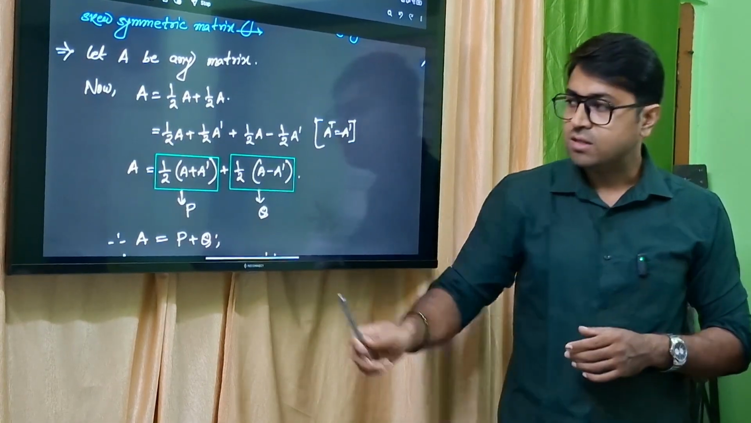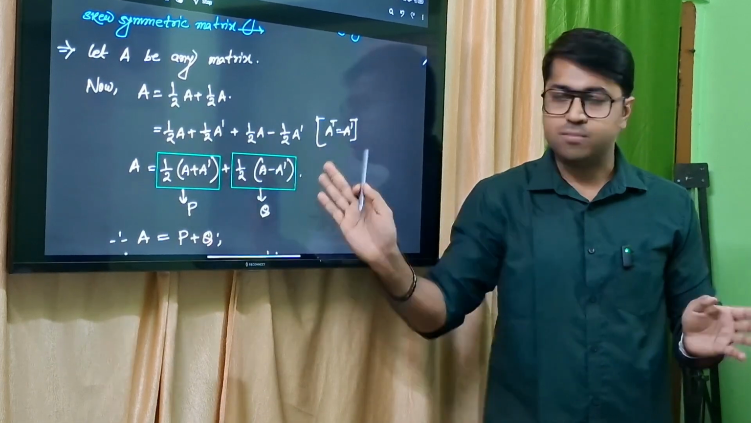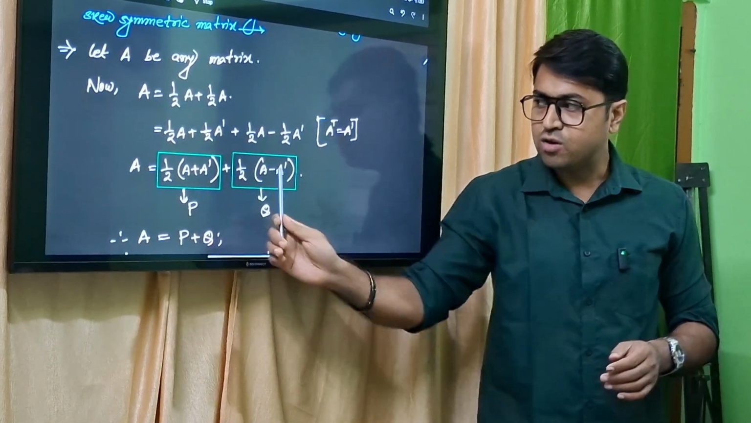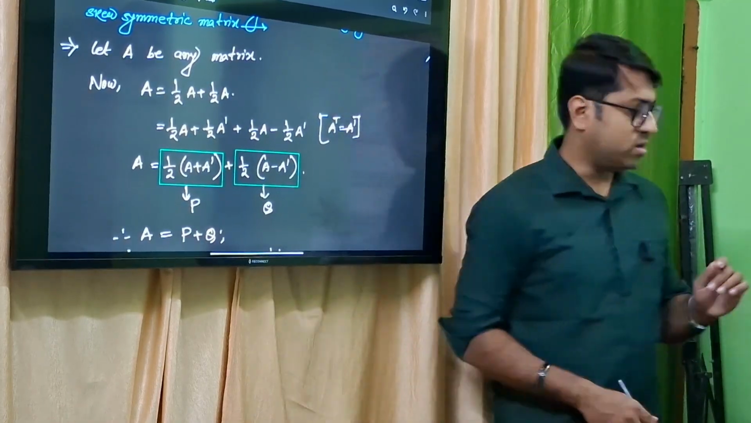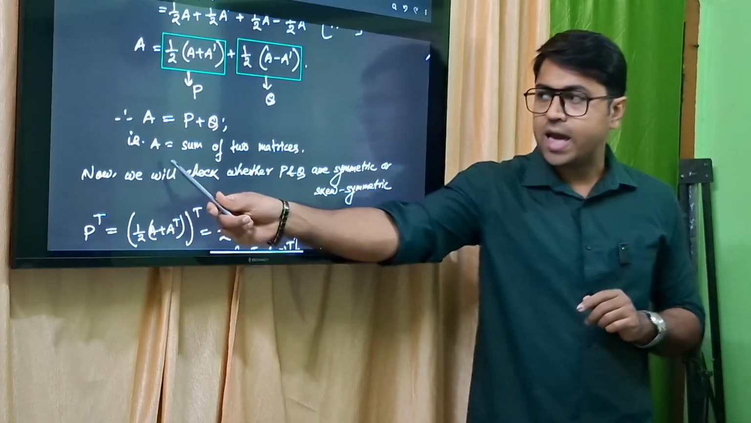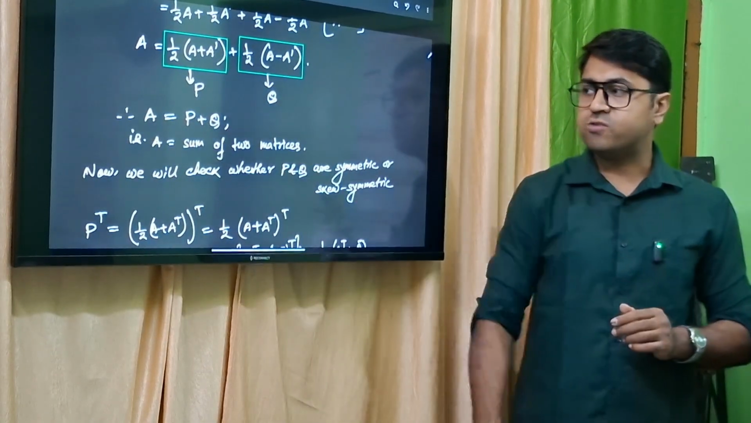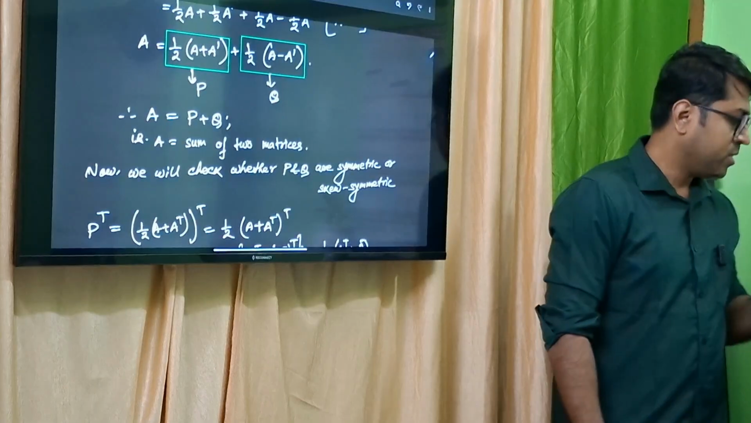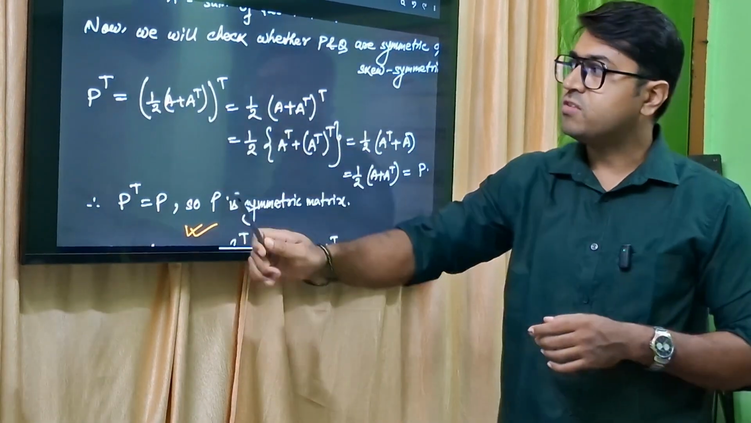I will prove that one of these matrices will be symmetric and the other one will be skew symmetric. How to prove it? Again, A equal to P plus Q. So that means I have arranged A as a sum of two matrices. I have to prove which one is symmetric and which one is skew symmetric. That I will check right now. Let us take the P matrix at first.